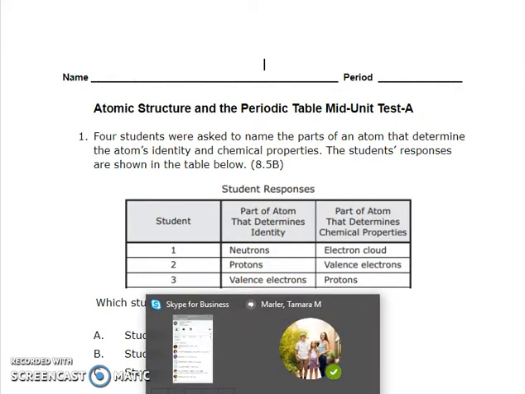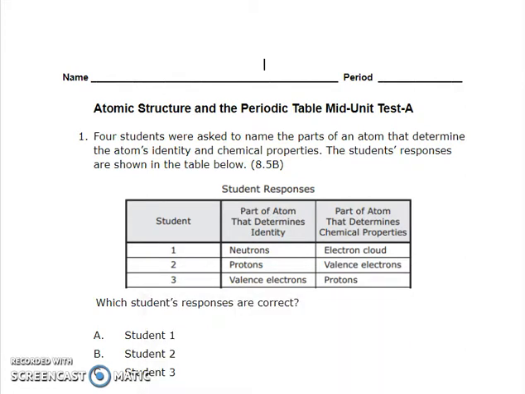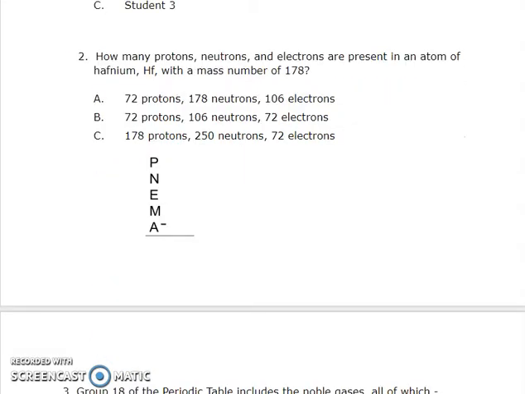A. Student 1. B. Student 2. C. Student 3. Number 2. How many protons, neutrons, and electrons are present in an atom of hafnium with a mass number of 178? A, B, or C?